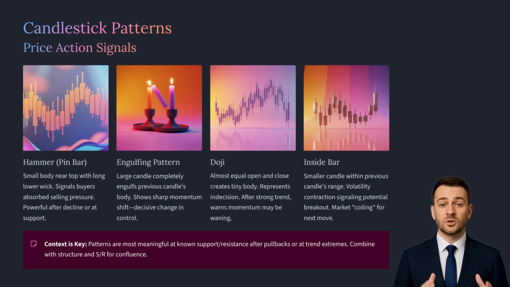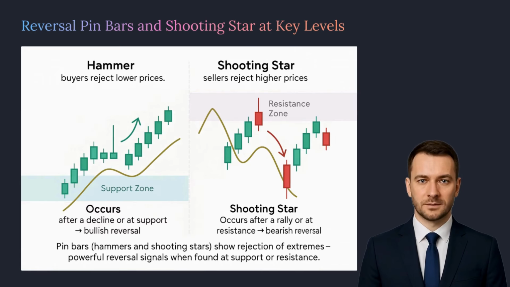Common candlestick reversal patterns. Left, a bullish hammer, pin bar, with a long lower wick signals a potential upward reversal as buyers absorb selling. Right, a bearish engulfing pattern where a large down candle engulfs the prior up candle, indicating a bearish reversal.